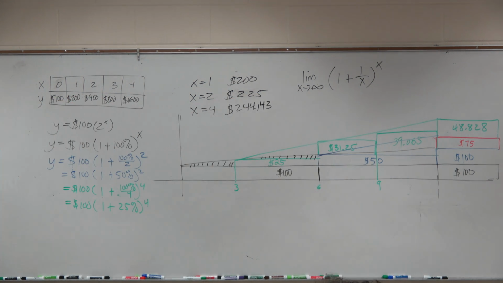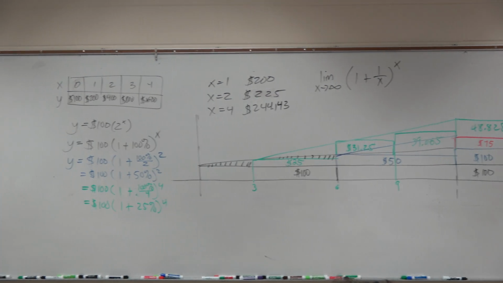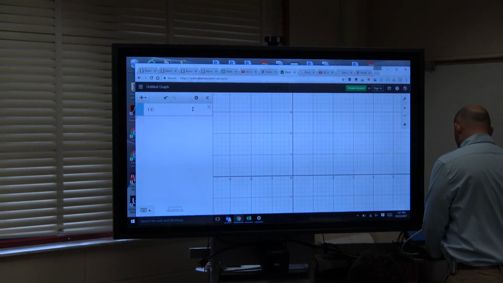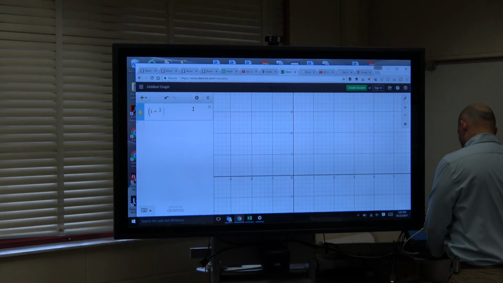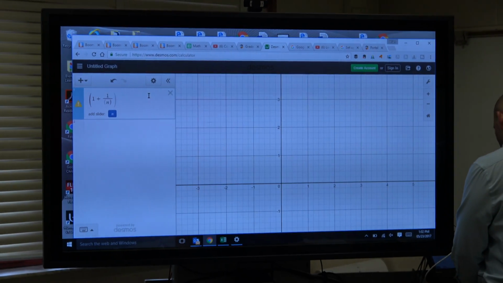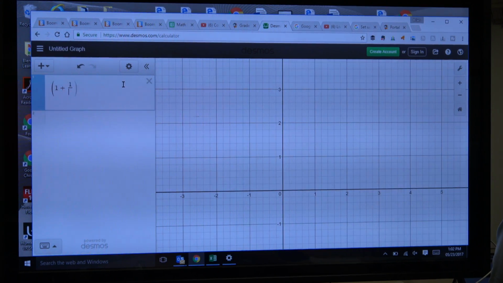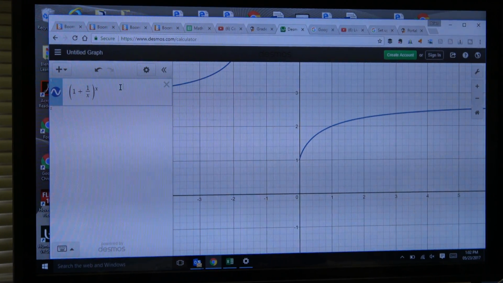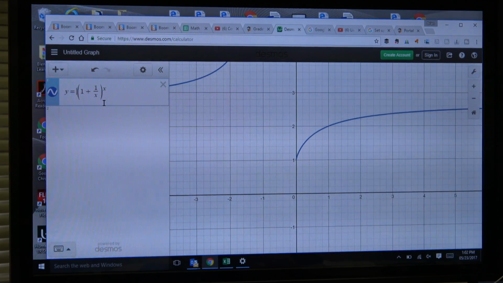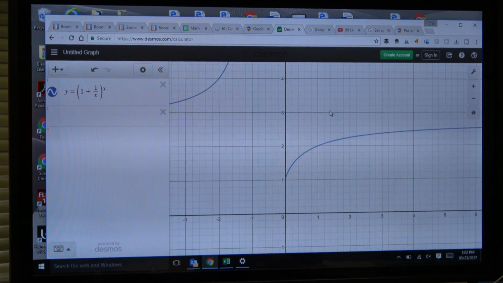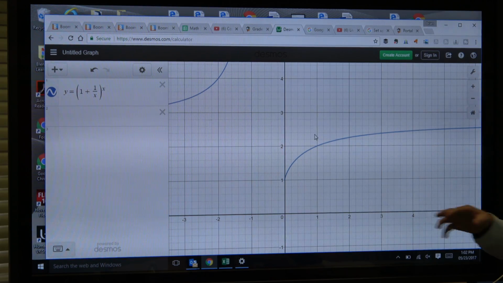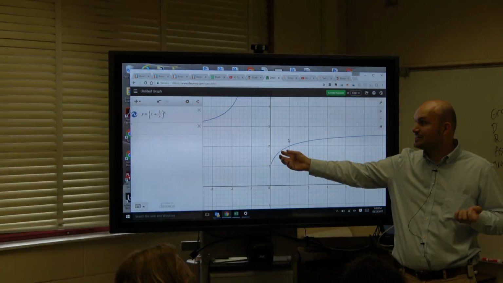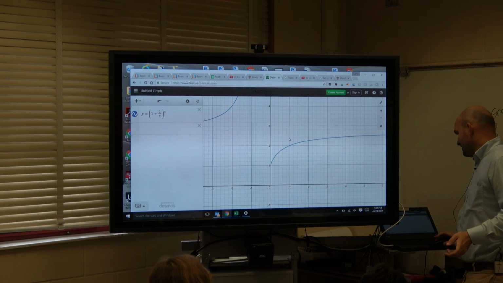So I'll go over to Desmos, and I'm just going to type in the equation. So I have 1 plus 1 divided by n. I'm sorry, not n. We're using x, aren't we? Raised to the x. I'll just use y equals. As you guys can see, we're actually undefined at 0. So it gets really, really close to 0.